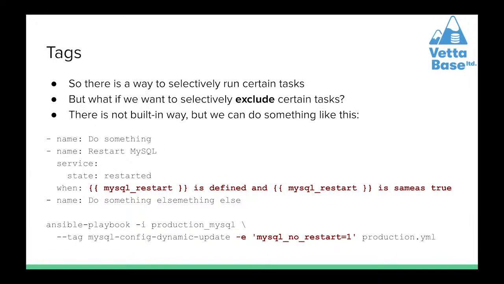So there is a way, which I already showed, to selectively run certain tasks. But what if we want to selectively exclude certain tasks? Well, there is no built-in way in Ansible, but we can do it anyway. So here is an example.